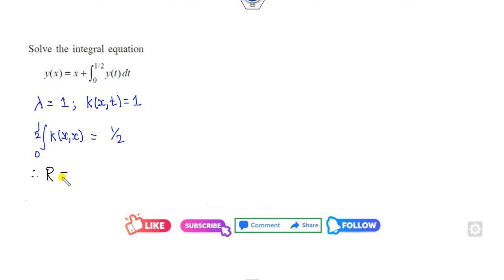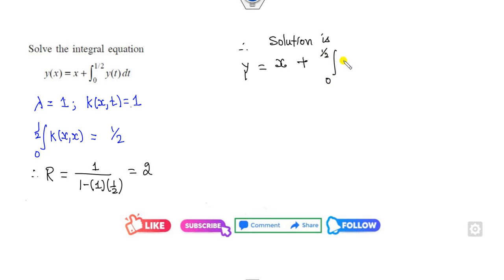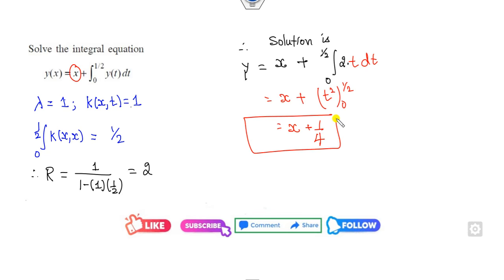So what is the resolvent kernel? That is K(x,t) over 1 minus lambda into the integration part. So that is my 2. So therefore the solution will be y, which is x plus lambda, which is my 1, times resolvent kernel 2, into f(t). What is the f(t)? It is my t. So what is the answer of this? X times t squared from 0 to half. So the right answer is x plus 1/4 for this problem.